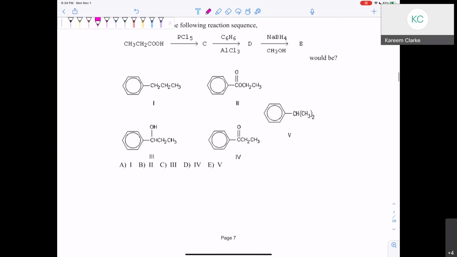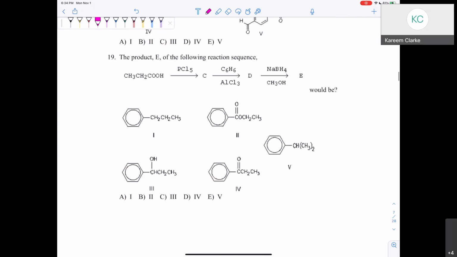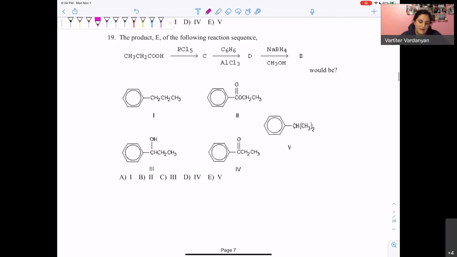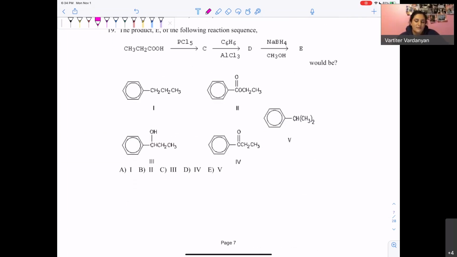All right, we're going to skip that. I guess we can do this one. All right. Yeah, okay, we can do this one. So they're giving you CH3, CH2, COOH. I hate that I do that upside down, so I'm going to redraw it. I apologize. Wow, why can't I draw today?